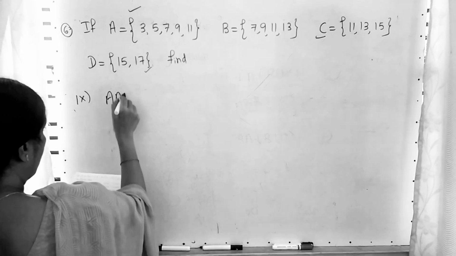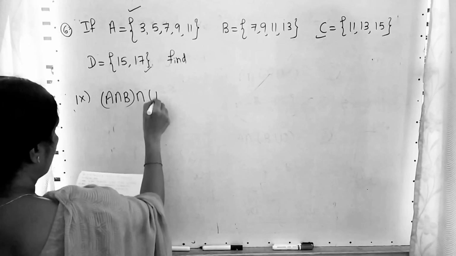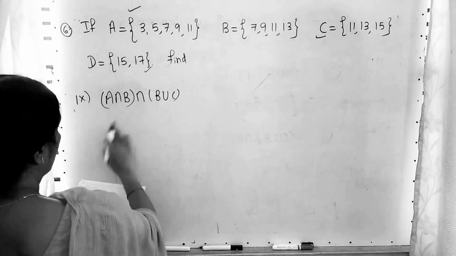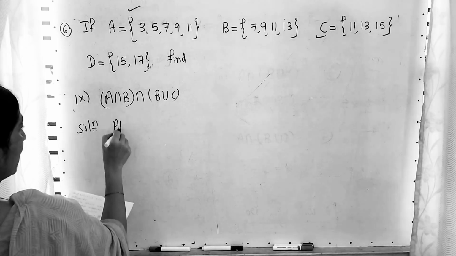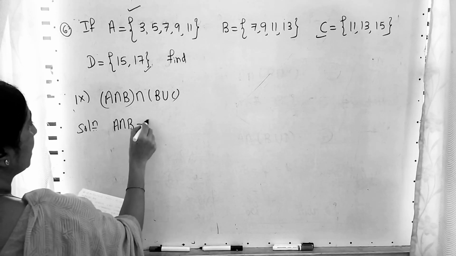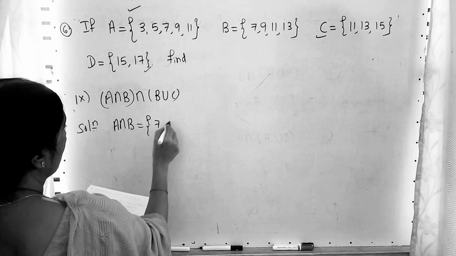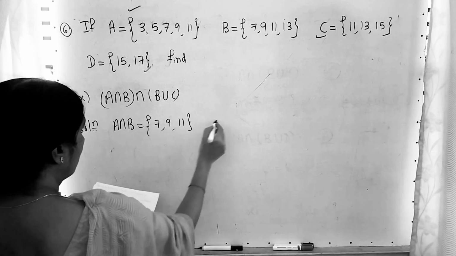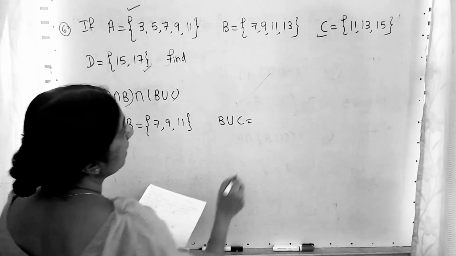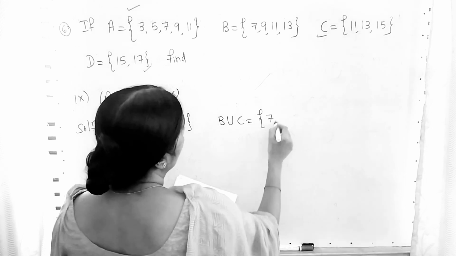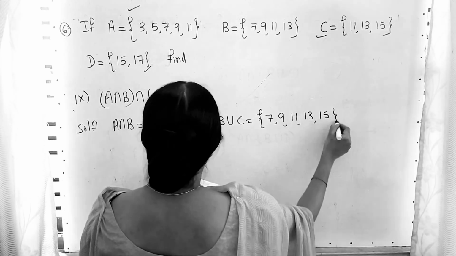A intersection B union C. So here, see students, write it slowly. First find A intersection B. That is the common element in A and B. The common elements are 7, 9, 11. Now move to B union C. That means combined B and C: 7, 9, 11, 13, 15.